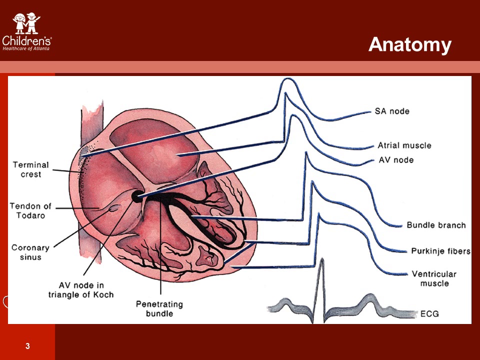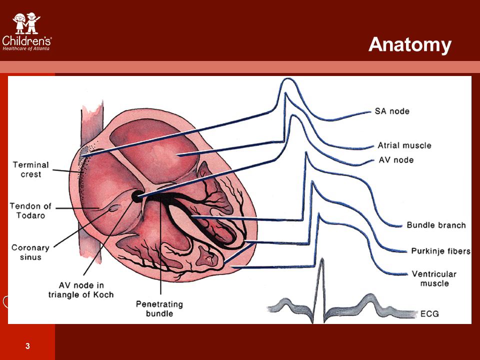Also, if you look at the cartoon diagram on the left, you'll see that the AV node sits in what's known as the triangle of Koch, bordered by the tendon of Todaro, the coronary sinus, and the tricuspid valve.